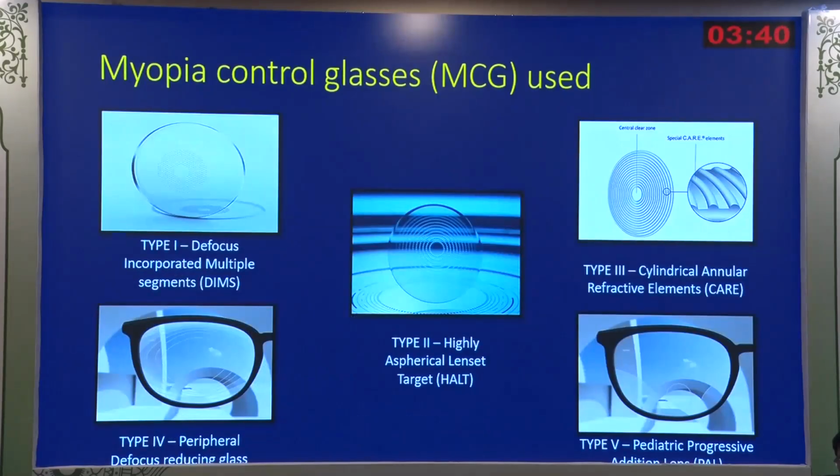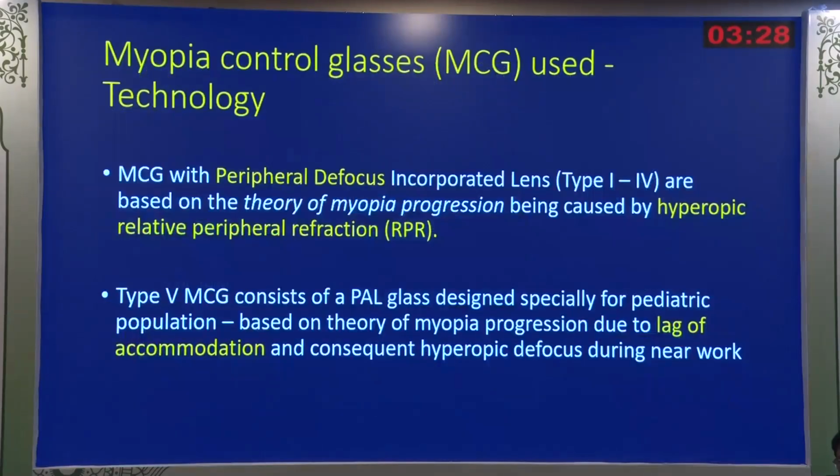So these were the 5 types of glasses which were compared. Type 1 is DIMS, type 2 is HALT, type 3 is CARE, and type 4 is an older generation peripheral defocus reducing glass, and type 5 was a progressive addition lens. The first 4 types of glasses are based on the hyperopic relative peripheral refraction theory of myopia progression, the last one on the lag of accommodation theory of myopia progression.